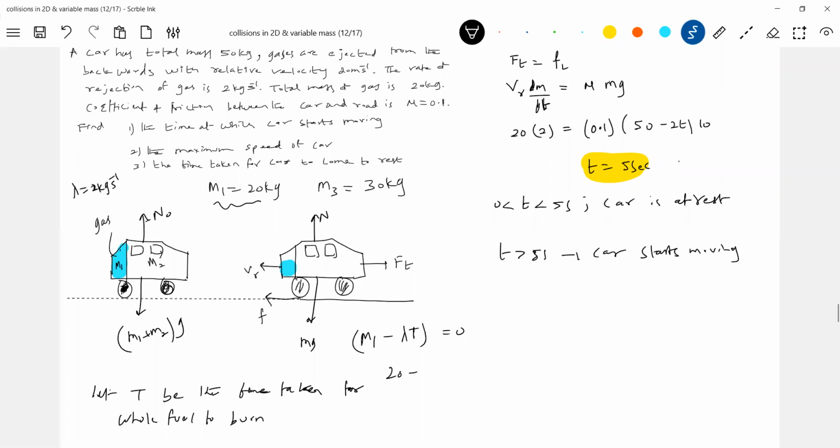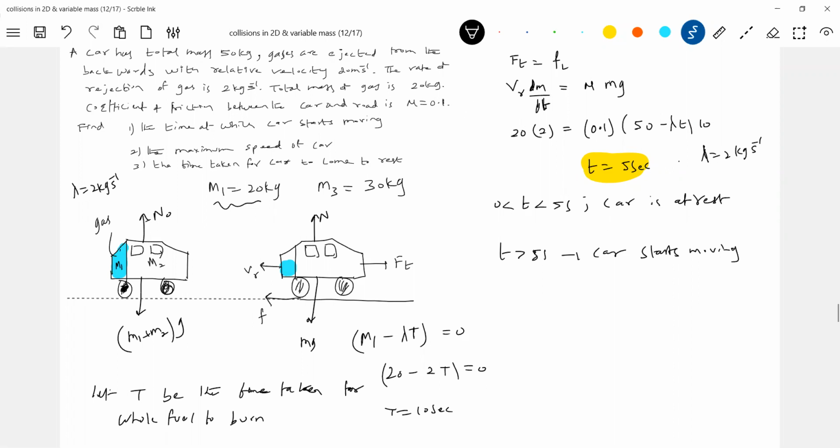Now let me put a symbol here, it will be easy for you. So here also, if you want, write lambda. 20 minus 2 into T. So what is T equal to? 10 seconds.